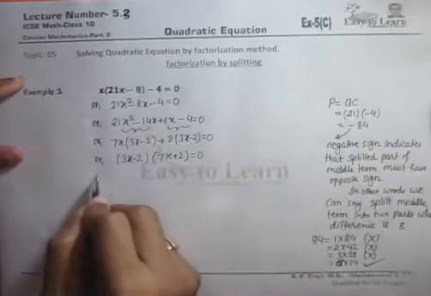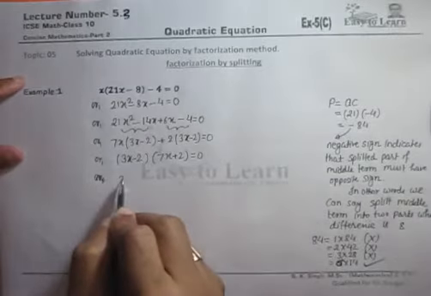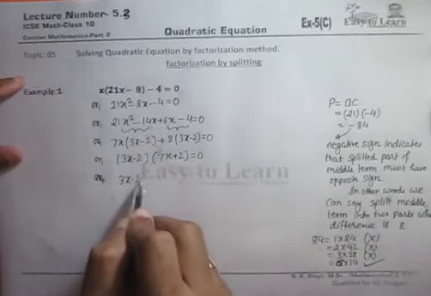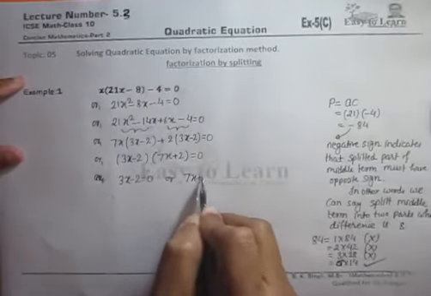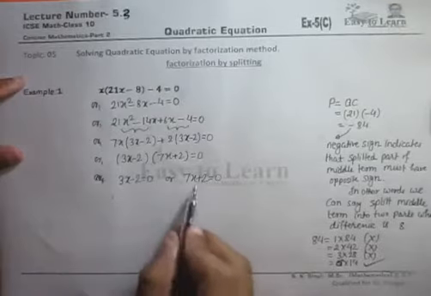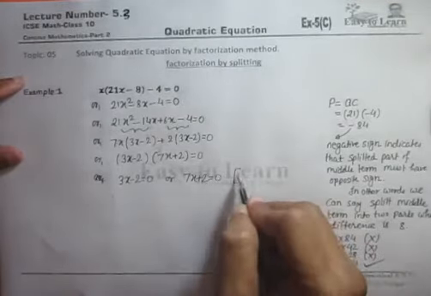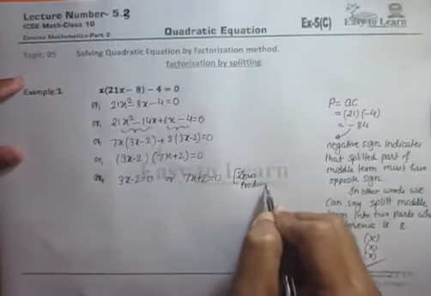Since the product of these two factors is 0, either of the factors will be 0. So 3x minus 2 equal to 0 or 7x plus 2 equal to 0. If the product of two factors is 0, then either of the factors will be 0. This is called zero product rule.